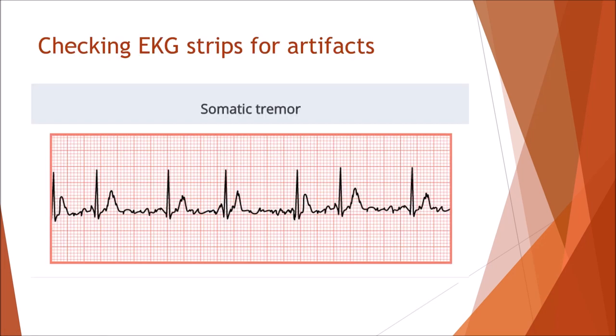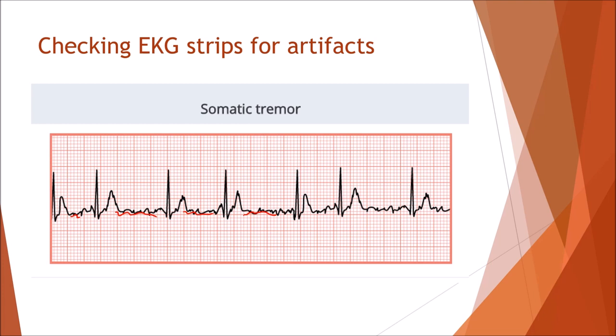Right, artifacts. Earlier, I told you that the line the machine makes, called the isoelectric line, should be perpendicular to the bottom of the paper. Now, a somatic tremor could occur when the patient is moving or trembling, maybe because he's cold. You get this erratic baseline where you can tell what the QRS is, but you cannot tell where the P or the T is. This is a bad EKG. You're going to have to redo it.